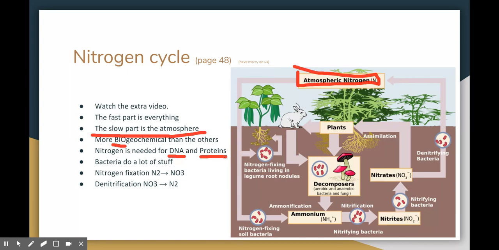Okay. There's a few things we need to know. This term, NO3, this is called nitrate.